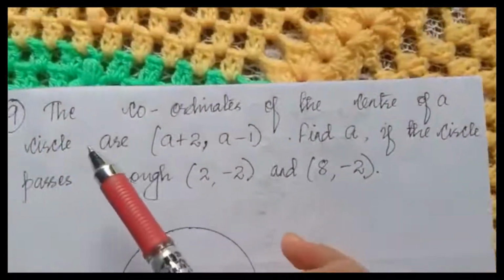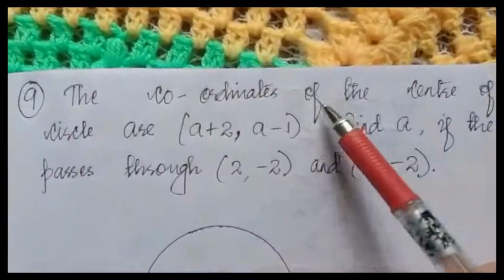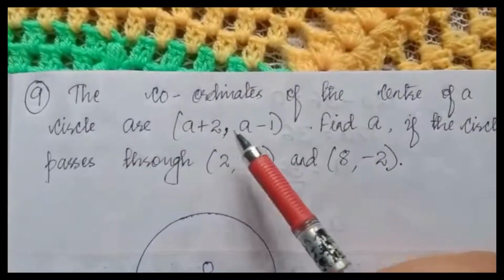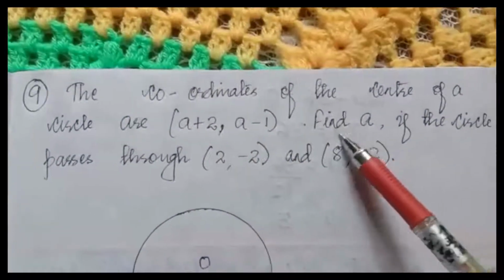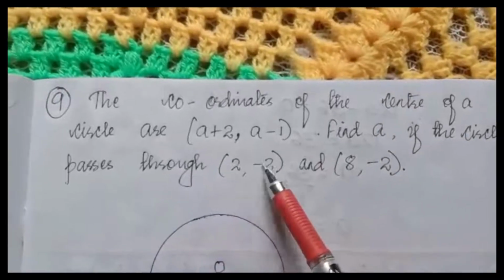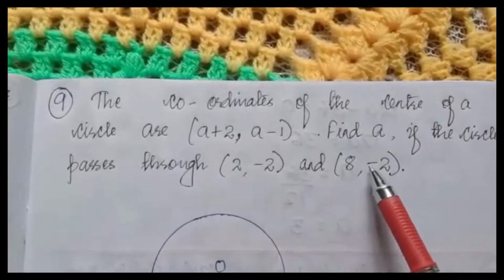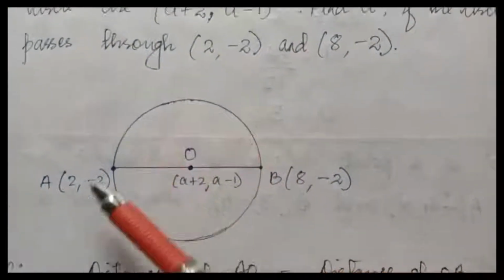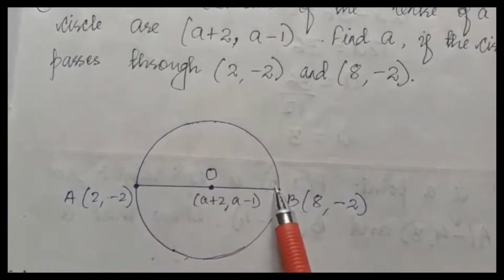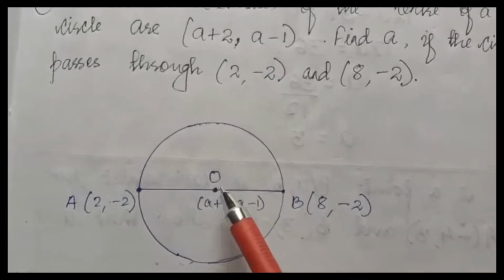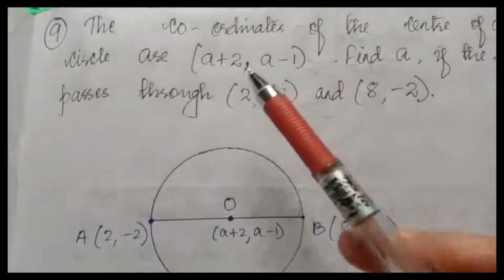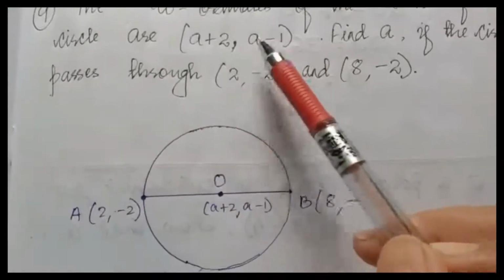Now next, question number 9. The coordinates of the center of a circle are (a plus 2, a minus 1). Find a, if the circle passes through (2, -2) and (8, -2). First you make one circle. Then you draw one diameter. This is called the diameter of the circle. And this is the center of the circle, and the center we will represent by O. Its coordinate is (a plus 2, a minus 1).